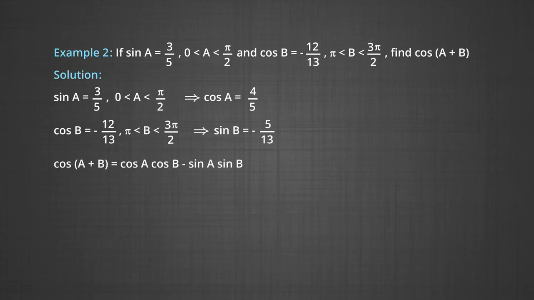Cos of A plus B can be written as cos A cos B minus sin A sin B. The value of cos A is 4 by 5, the value of cos B is minus 12 by 13, which we substitute, minus the value of sin A, 3 by 5, and the value of sin B, which is minus 5 by 13, being placed in their respective places. On simplification, the value of cos of A plus B comes out to be minus 33 upon 65.